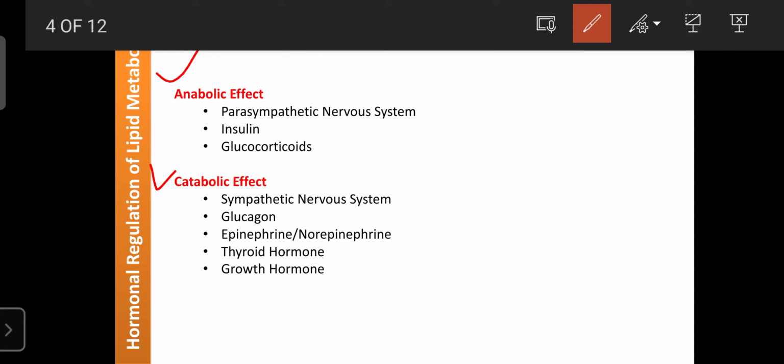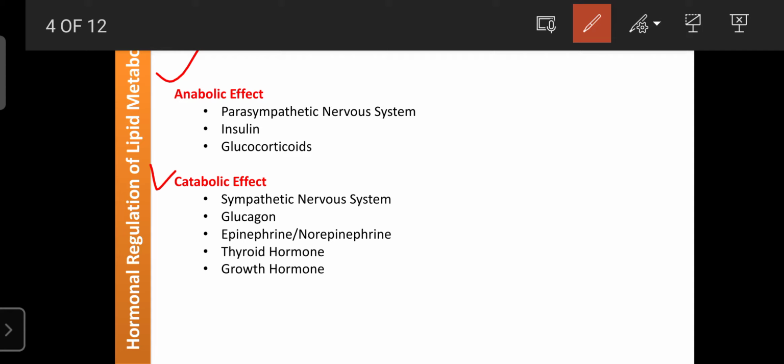So due to the effect of these hormones, they are mainly categorized into anabolic hormones and catabolic hormones. So we consider how the hormones involved in the anabolic effect control or regulate lipid metabolism, as well as how the catabolic effect hormones regulate lipid metabolism.